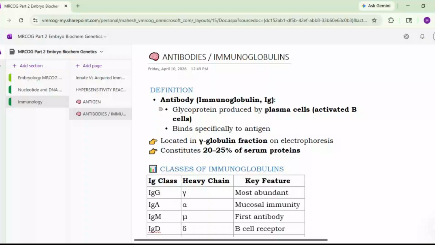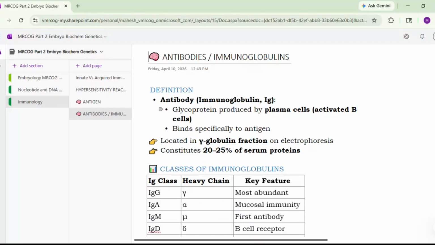Welcome all. We continue with the immunology module, and the topic for discussion today is antibodies or immunoglobulins. This is also a very high-yield topic. You will definitely get SBAs from this particular topic. From the structure of the immunoglobulins, there will be questions. There will be questions on the types of antibodies and where they are present, etc. Always there is a question.